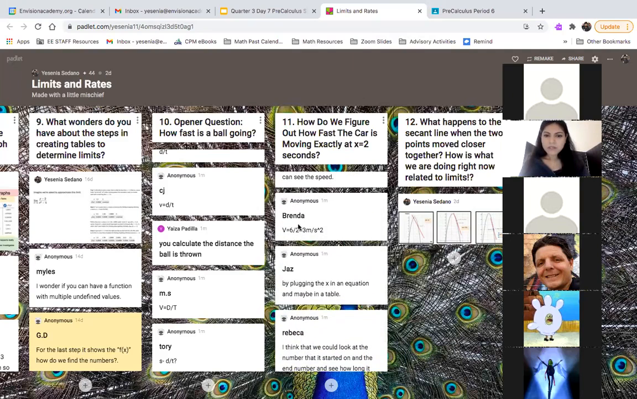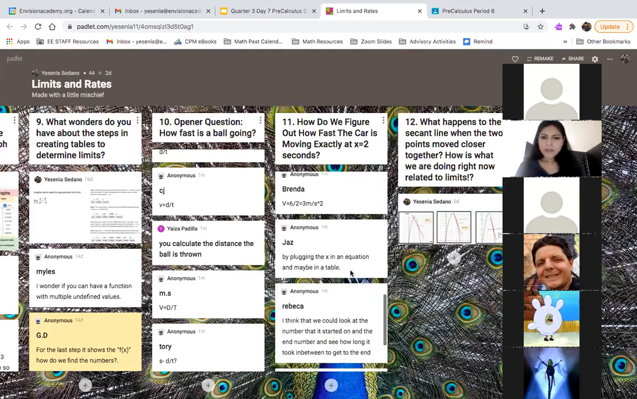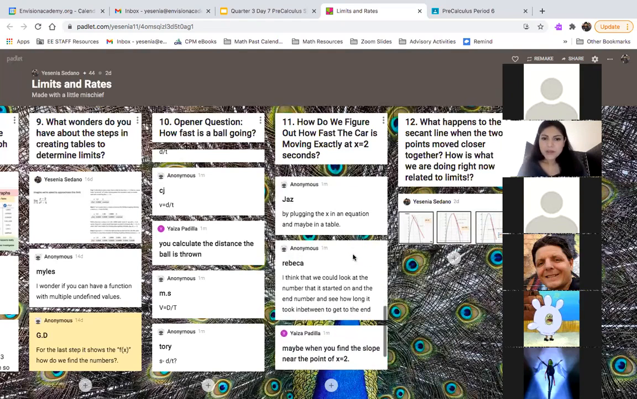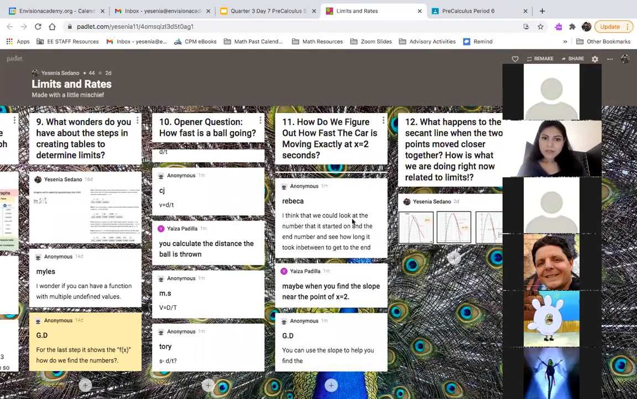Then we have, you could do 6 divided by 2, which is 3 meters per second squared. Yeah, which is very similar to what we did before, right? In that slide 6, I believe. And then maybe plugging into an equation, maybe using a table. I like those ideas. Wow, those are really, really good. I think we could look at the number it started on and the end number and see how long it took between there to get to the end. Wow, this is so great. Wow, these are awesome. Maybe when you find the slope near the point of x equals 2.